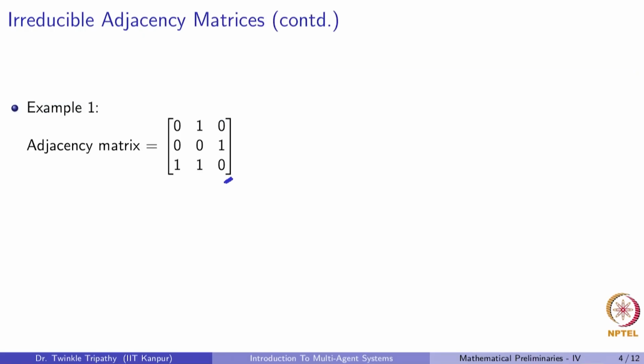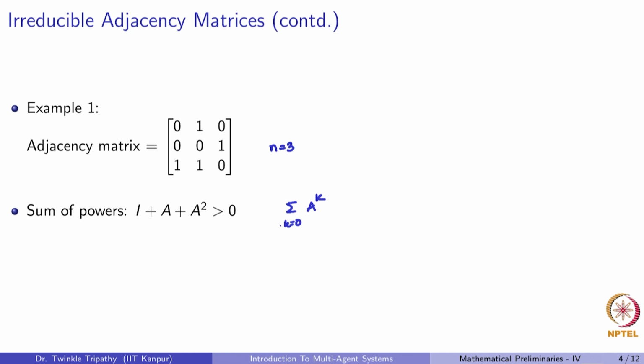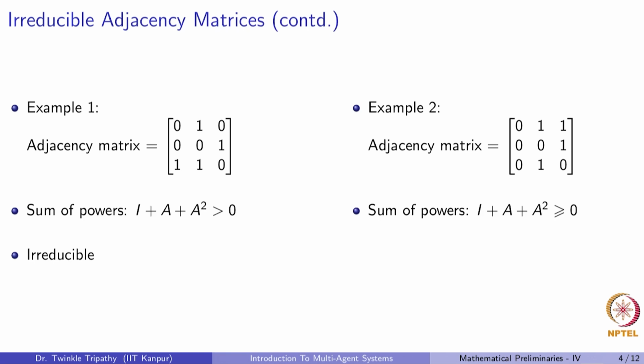Suppose we have some graph, and this is its adjacency matrix, which takes this form. Now, let us start by taking the sum of powers. Note that here n is equal to 3, and we need to take this summation of A to the power k, where k starts from 0 and goes up to n minus 1, which is equal to 2. Hence, we have I plus A plus A squared. Now, if we do this operation, one can easily verify that this summation is greater than 0, meaning the matrix is actually irreducible. Let us take another example.